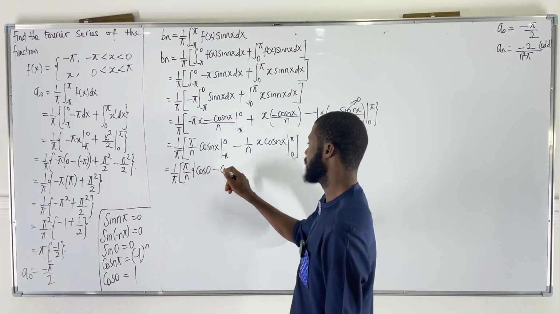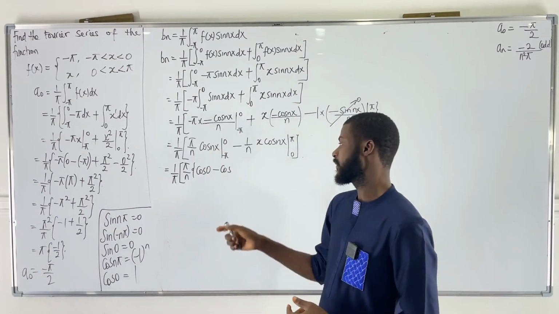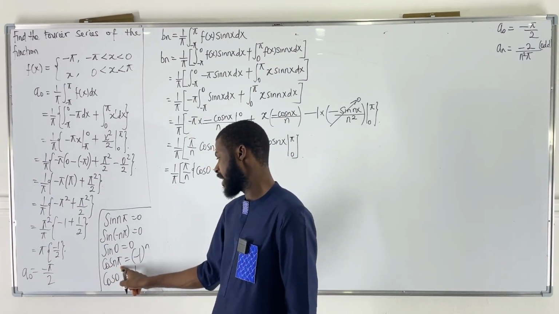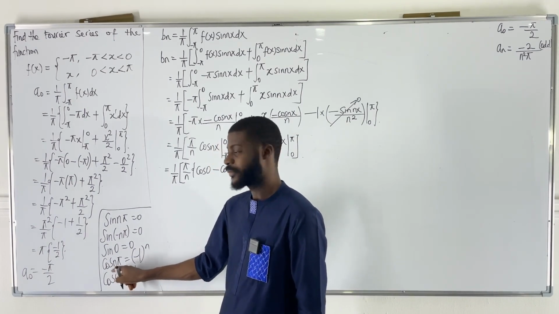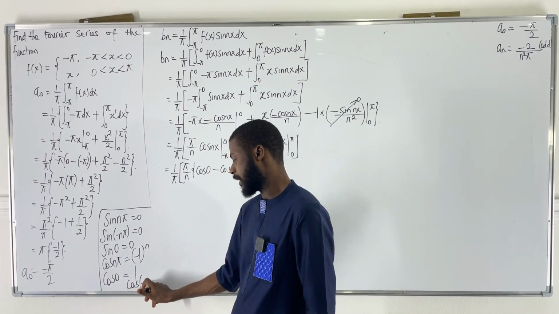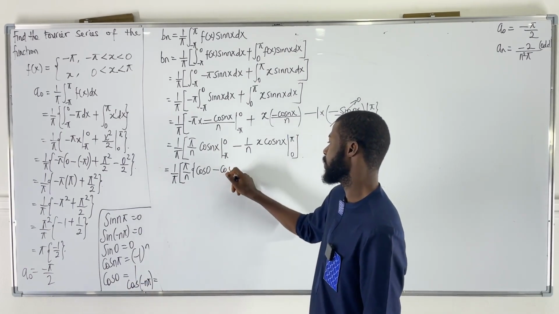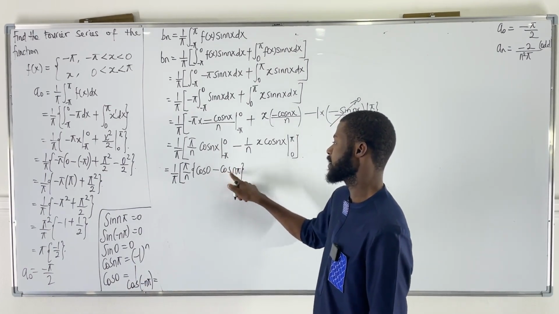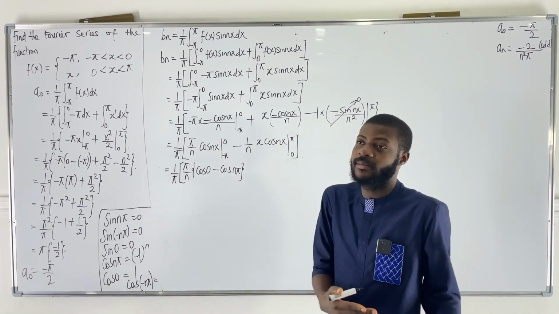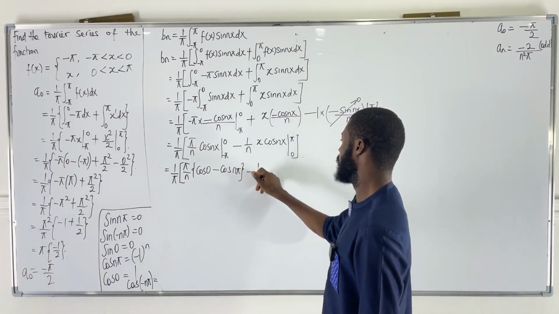Minus cosine. Now, if you put this minus here, whenever you're dealing with cosine of n pi, it has the same value even if it's negative. So even if you have cosine of minus n pi, it's still the same thing as this. So just put your n pi, because cosine is an even function. If you give it a negative input, it's still the same as giving it the positive of that same number. And then minus 1 over n.